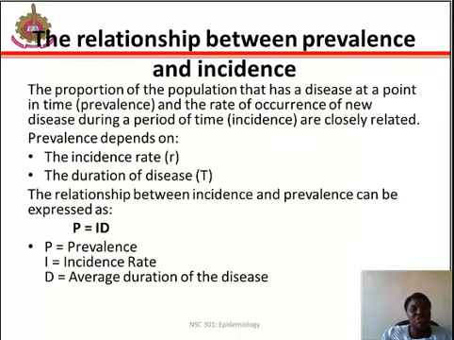Let's look at the relationship between prevalence and incidence. The proportion of the population that has a disease at a point in time and the rate of occurrence of new diseases during a period of time are closely related. Prevalence depends on the incidence rate and the duration of disease, and the relationship can be expressed by prevalence equals incidence rate times the average duration of the disease. That is, P equals I times D, as you can see on your screen, where P is the prevalence, I is the incidence rate, and D is the average duration of the disease.